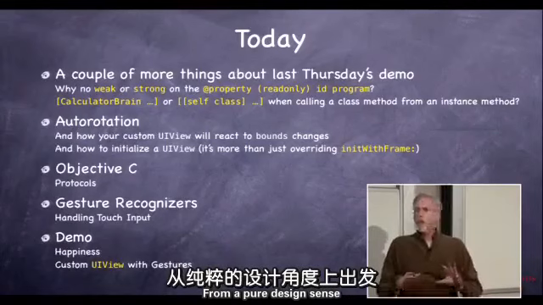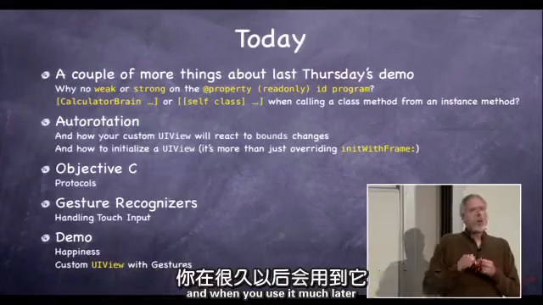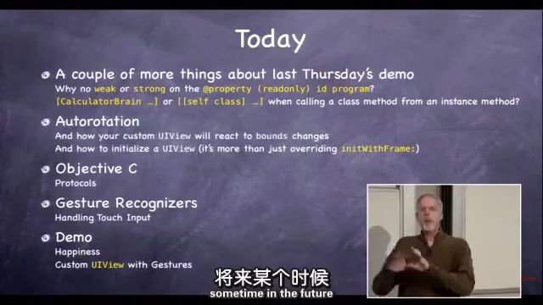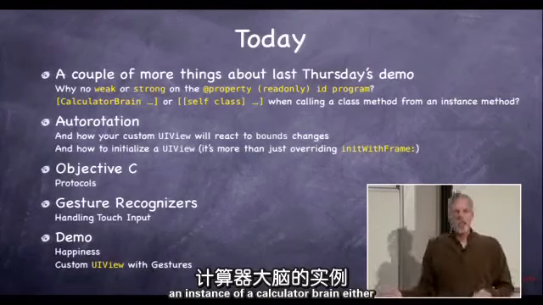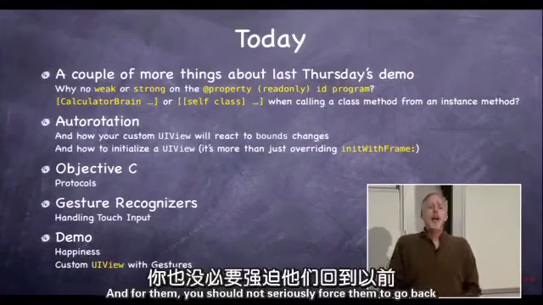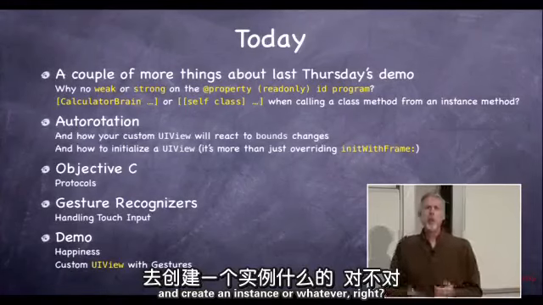From a pure design sense, it's not necessarily a bad thing in that someone might get that program and want to use it much later, sometime in the future when they don't even have that calculator brain anymore. It's gone. And they don't want to create an instance of a calculator brain either. All they want is to run that program. Okay? And for them, you shouldn't necessarily force them to go back and create an instance or whatever, right?